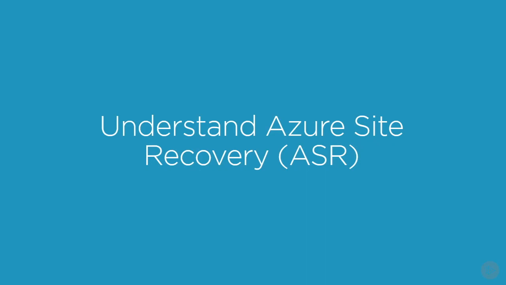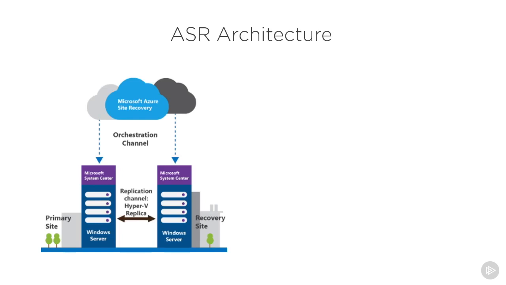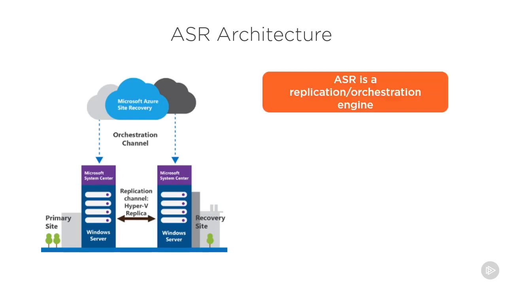Understand Azure Site Recovery, also called ASR. ASR is a replication and orchestration engine, okay? Replication, as you probably know, refers to keeping replica copies, that's what a replication relationship is, in synchronization with each other. So on the left here, it looks like we've got primary and recovery disaster recovery physical sites. And you've got Hyper-V replication being the channel between those sites. But notice how you can plug the Azure cloud into that.